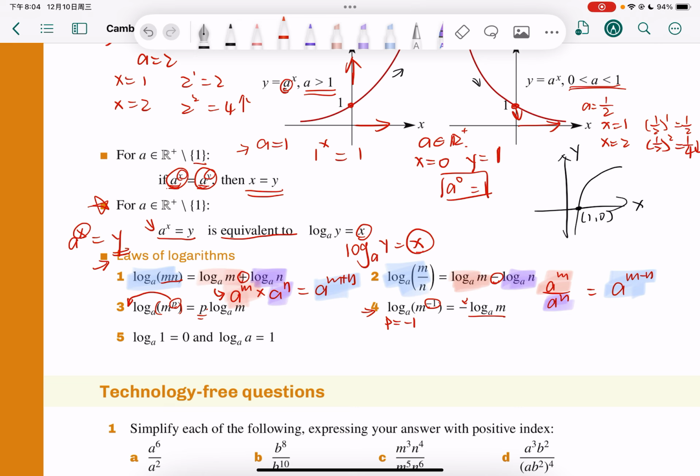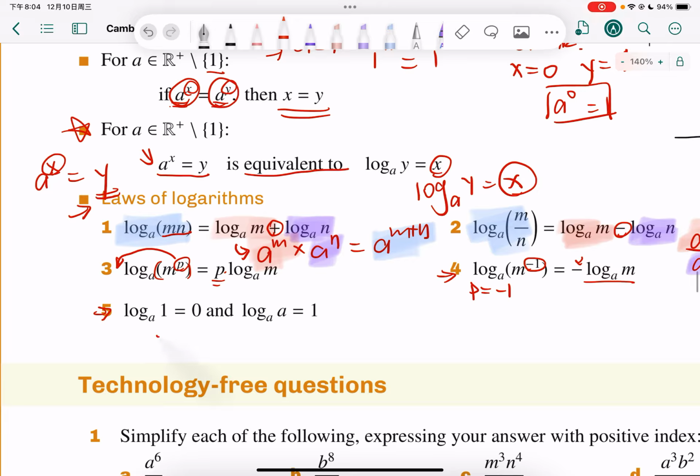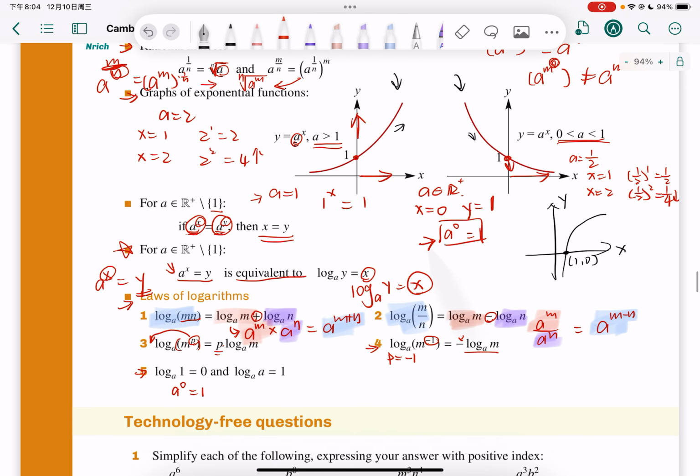Point 5 is very interesting. It also corresponds with our exponential equal to 1, which we talked about earlier. Any base a with a power of 0 must give the answer 1. And base a to the power 1 is equal to itself, a.